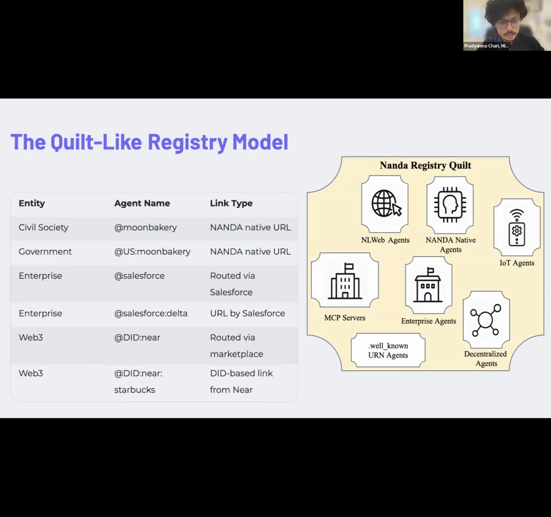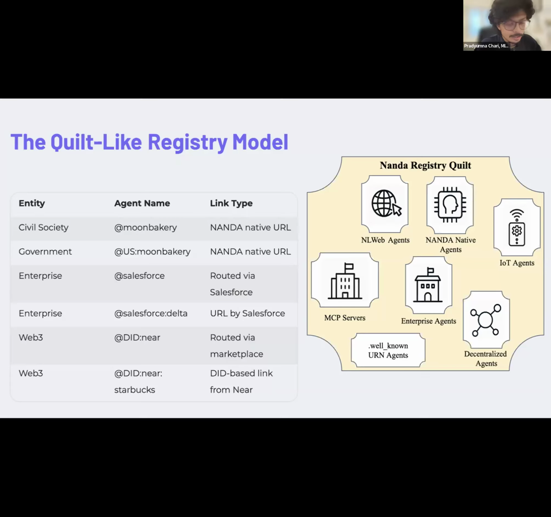Think of this quilt-like registry model as a handshake layer up at the very top of the agentic web so that anyone can find anyone else regardless of capability, organizational silos, or even degree of autonomy of the agents. And that's the philosophy of the NANDA registry quilt.